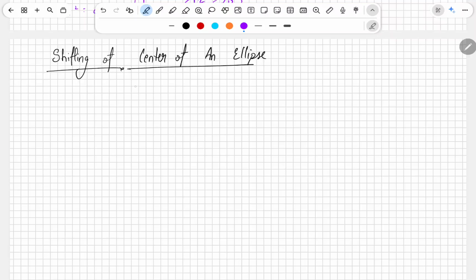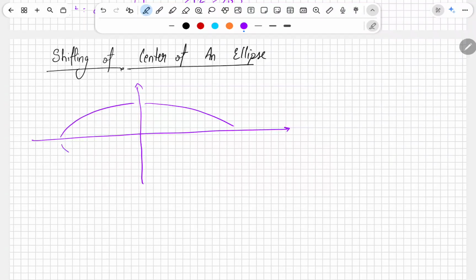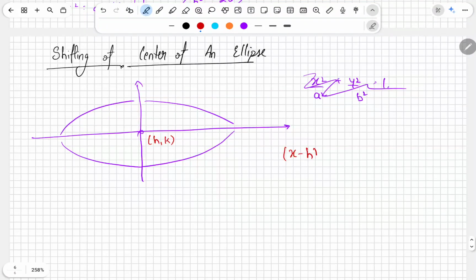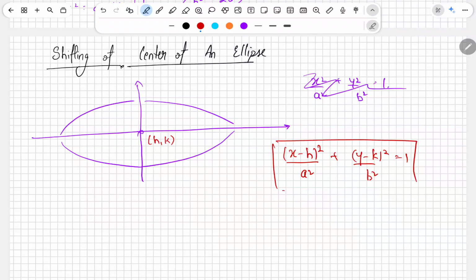Okay guys, let's focus on a small topic. We have studied that if an ellipse looks like this, center is at 0, 0. Equation is x square by a square plus y square upon b square equals 1. I'll make a teeny tiny change. Ignore this equation. Now the center is going to be present at h comma k. Then the equation becomes x minus h whole square upon a square plus y minus k whole square upon b square equals 1. This is the equation of ellipse. This is the teeny tiny change.